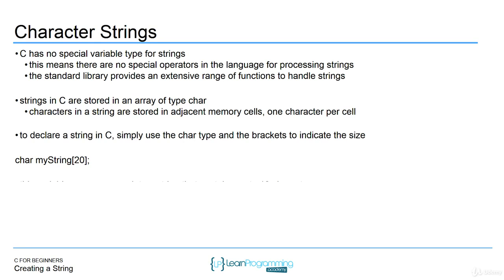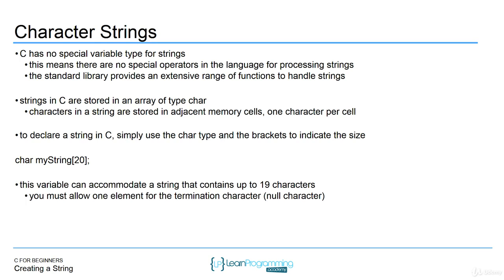But how you would actually declare a string in C is you would simply use the char type and then the brackets to indicate the size, just like a normal array if you were to create it of a different type. Char and then whatever your name is and then the size of the character array inside square brackets. That's how you can declare a string in C. Now, when you declare the string in C like this, there's no actual data associated with it. You're just specifying the size. That's the simplest way. So the variable can accommodate a string that contains up to 19 characters.